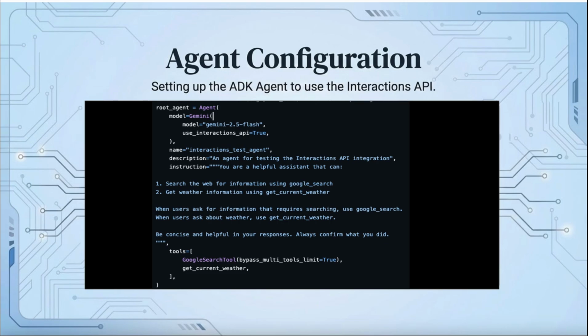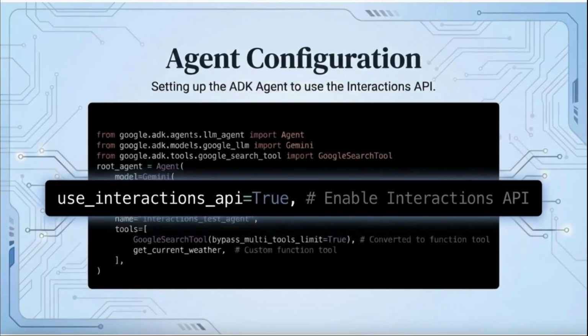Implementing the Interactions API inside an ADK agent is incredibly simple. The best part is you don't need to rewrite your agent's core logic or control flow. You just need to tell the model component to switch gears. And here is exactly how it looks. That's it. Just by setting use interactions API to true, the ADK switches gears. So, what makes this different from just calling the generate content API?